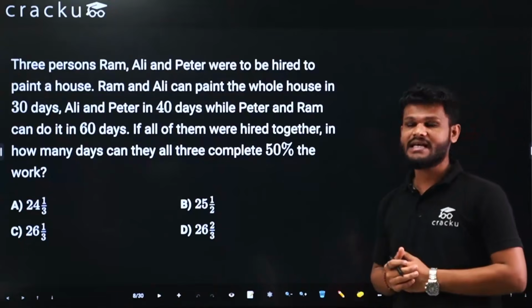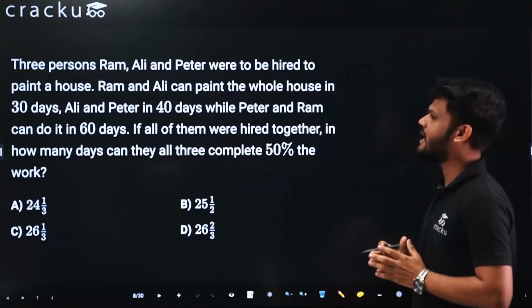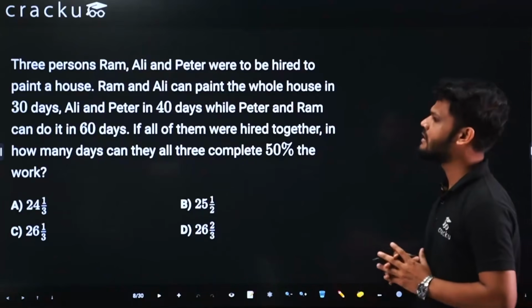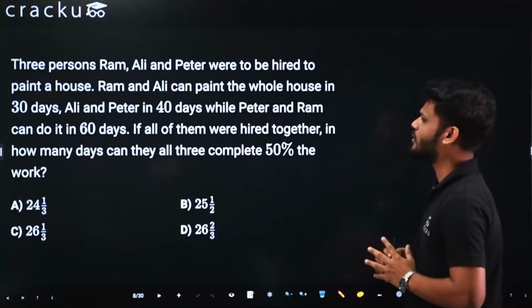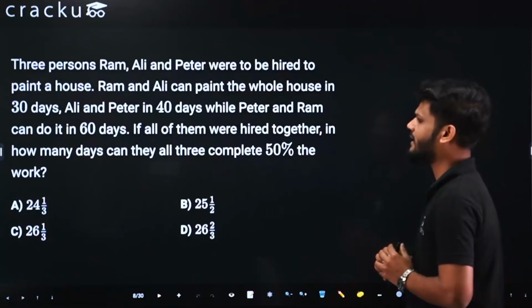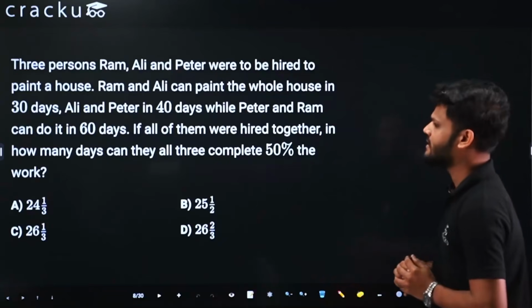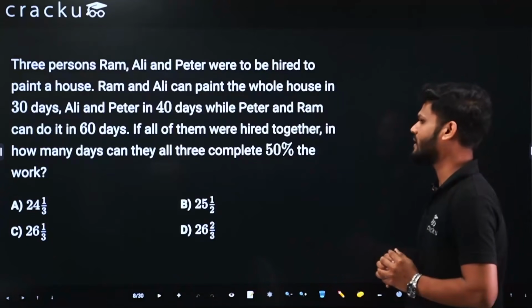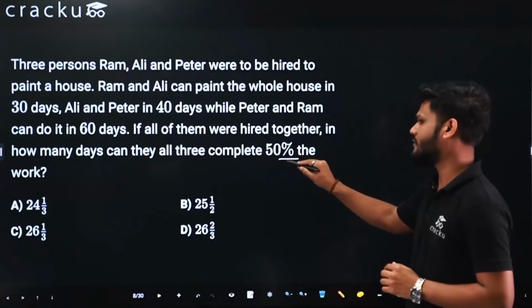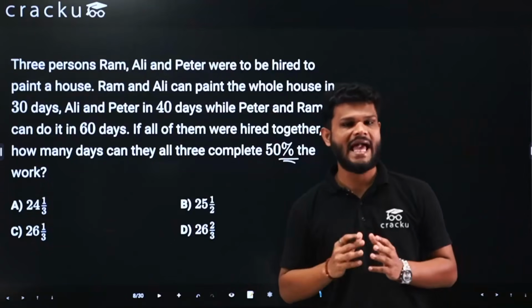In this question we are asked: 3 persons, Ram, Ali and Peter, were to be hired to paint a house. Ram and Ali can paint the whole house in 30 days, Ali and Peter in 40 days, while Peter and Ram can do it in 60 days. If all of them were hired together, in how many days can all three complete 50% of the work?